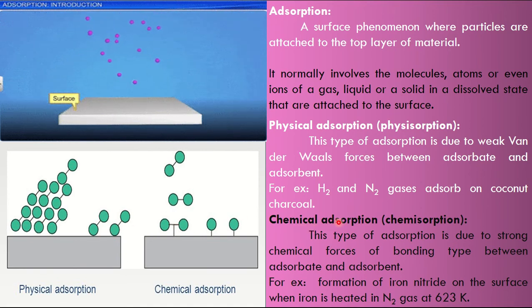In chemical adsorption, also known as chemisorption, the particles are bound to the surface of the material with strong chemical forces. For example, if we treat nitrogen with iron at 623 kelvins, then nitrogen gas forms iron nitride because of these strong chemical forces.